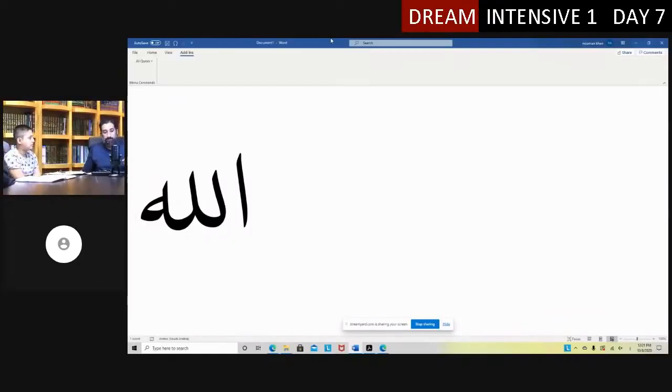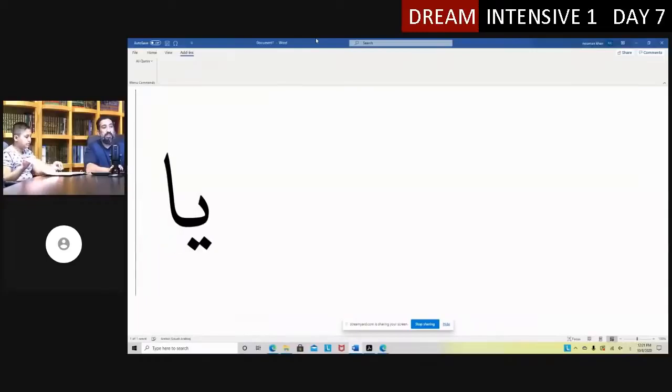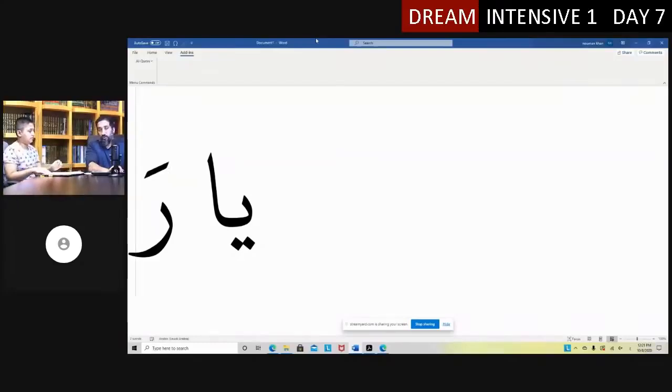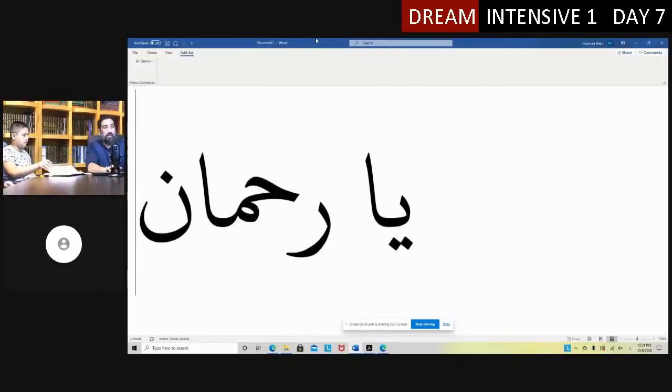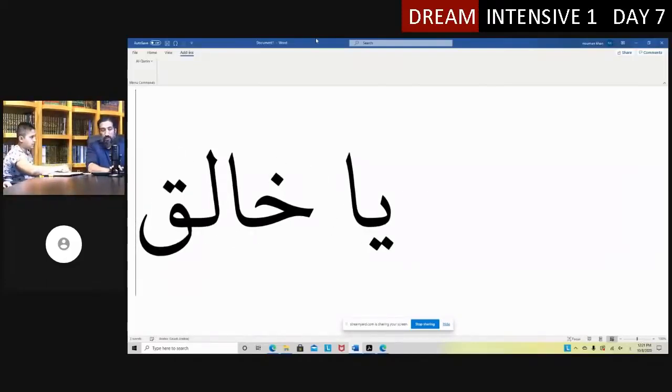The word Allah is the most beautiful word in the Arabic language. And the reason it's the most beautiful word in the Arabic language is because, just like Allah can't be compared to anyone else, the word Allah cannot be compared to anything else. You see, let me start with this. When you say Ya, then you don't say Al with it. So you say Ya Rabb, Ya Rahman, Ya Khaliq. But we say Ya Allah.